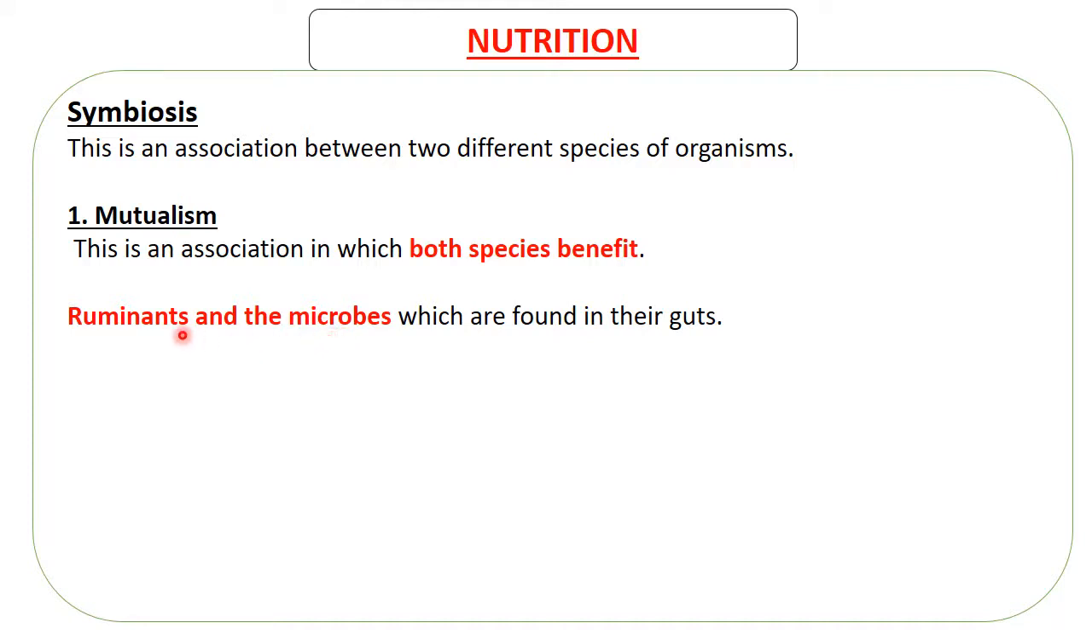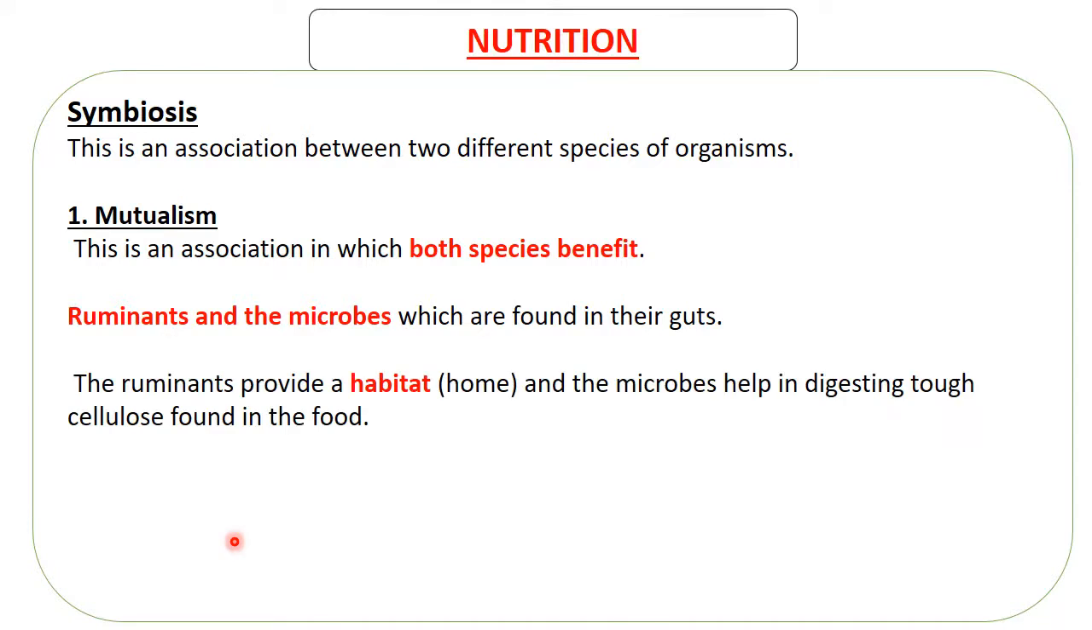So how is this relationship a mutualism? Ruminants benefit by having the tough cellulose digested by the microbes, while microbes benefit by having a home inside the ruminants. So in short, the ruminants provide the habitat. The word habitat means home, and the microbes help in digesting tough cellulose found in the food.